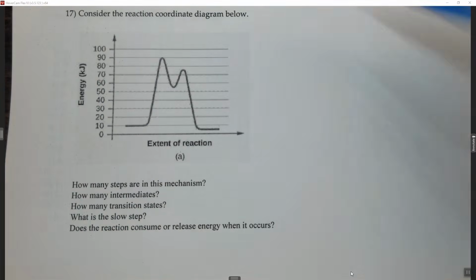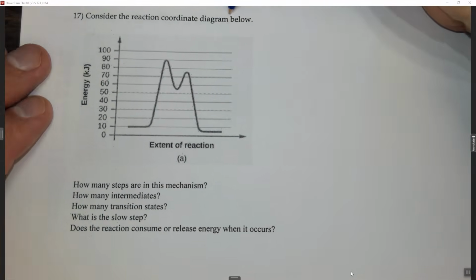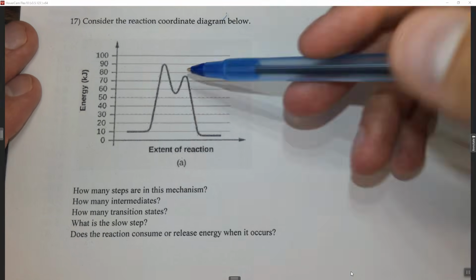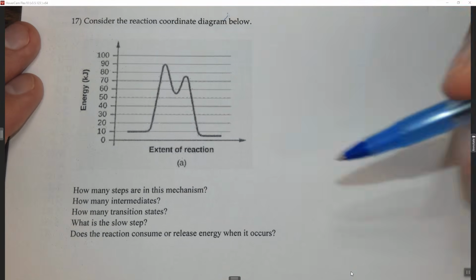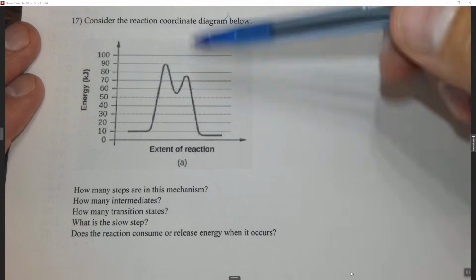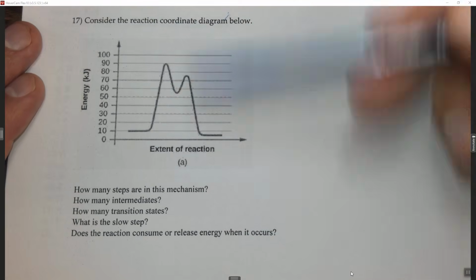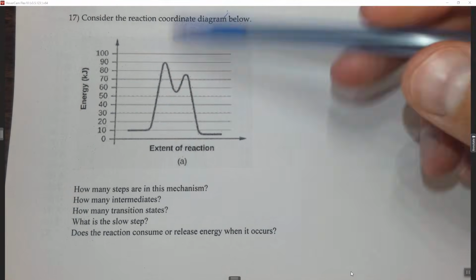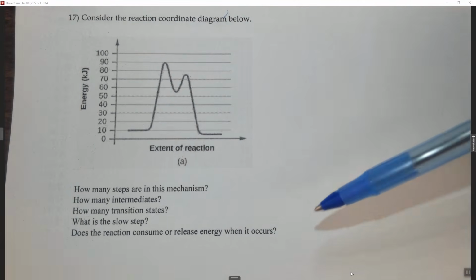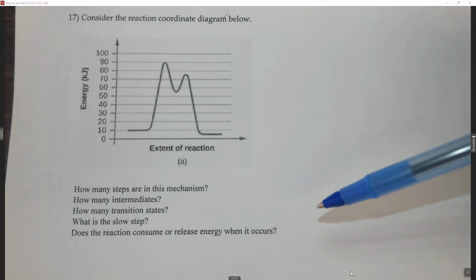All right, we finally make it to the last one. It says, consider the reaction coordinate diagram below. This one is not multiple choice because I didn't want to make it into 5 questions. Instead of making it into 5 questions, I just did it all at once, just to make fewer questions. All right, so let's go through this one.